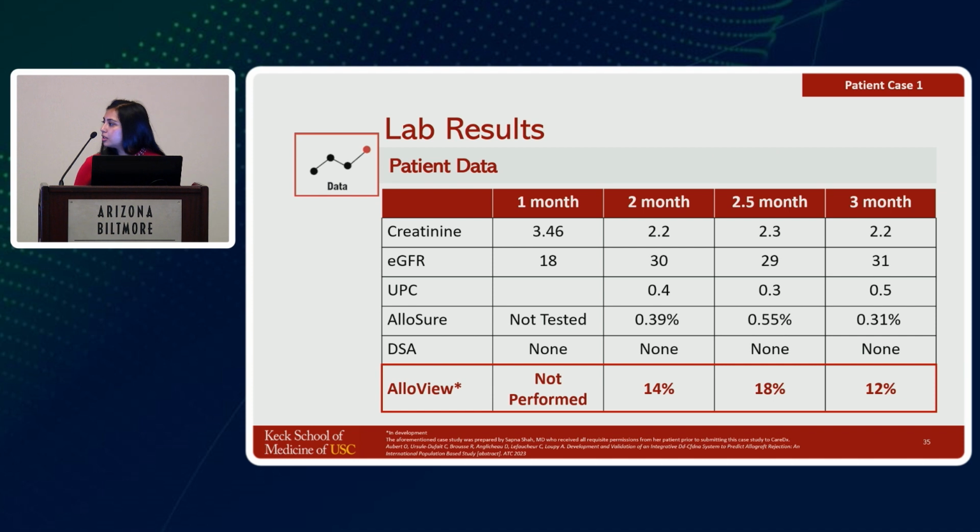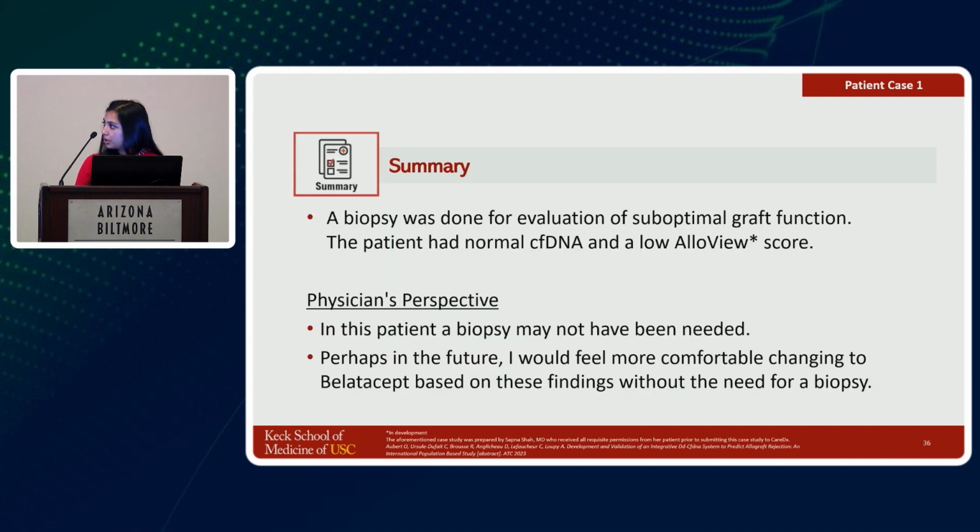Retrospectively, when we went back and looked at what those AlloView scores were at 2 months, 2.5, 3 months, it's interesting that you can see they had fairly low AlloView scores, what I would consider to be a low AlloView score, at 2 months, 2.5 months, and 3 months. Despite having an elevated creatinine and moderate range of proteinuria. And so it's interesting to see that the AlloView scores were low even with those things.